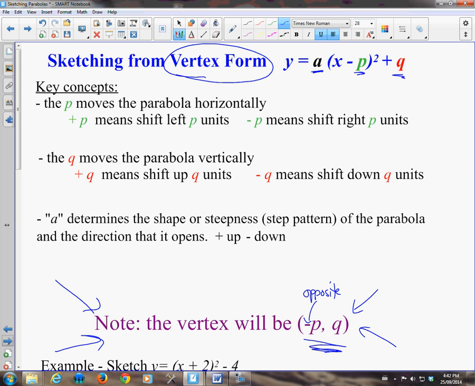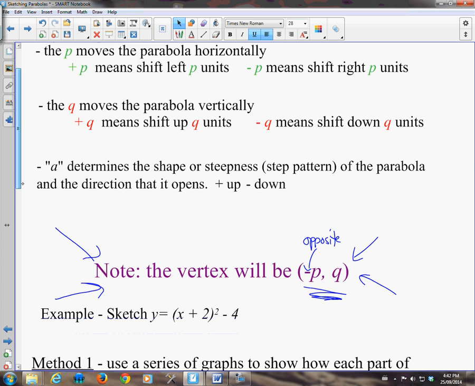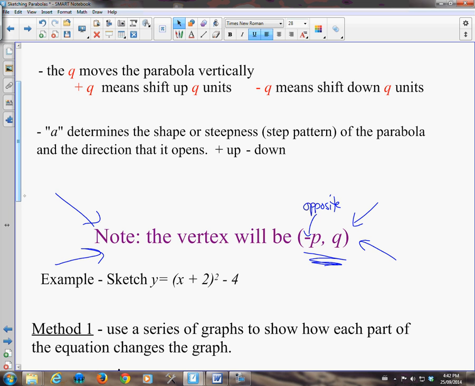So our summary, the P moves the parabola horizontally, left or right, opposite what you think. Adding goes towards the negatives, subtracting goes towards positives. The Q moves the parabola up and down. Positive Q moves it up and a negative Q moves it down. And A determines how steep it is. And if A is negative, then it opens down. If it's positive, it opens up.